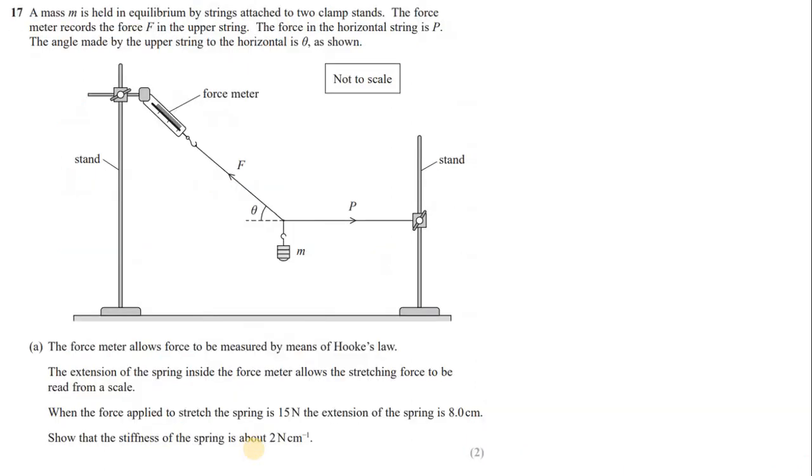Question number 17. A mass M is held in equilibrium by a string attached to 2 clamp stands. The force meter records the force in the upper string. The force in the horizontal string is P. The angle made by the upper string to the horizontal is theta, as shown. So force F is given, P is given, mass M is given, meaning we have given a symbol. Angle is theta. The force meter allows force to be measured by means of Hooke's law. The extension of the spring inside the force meter allows the stretching force to be read from the scale.